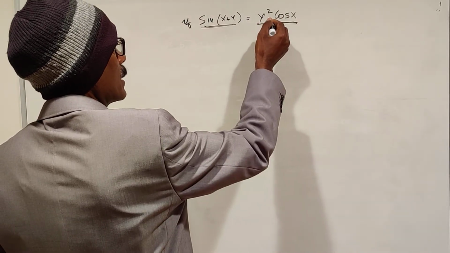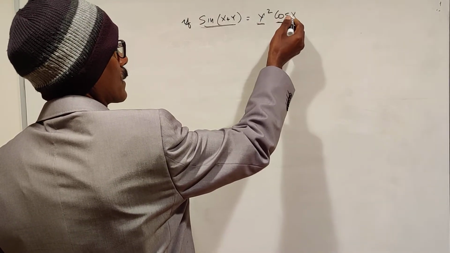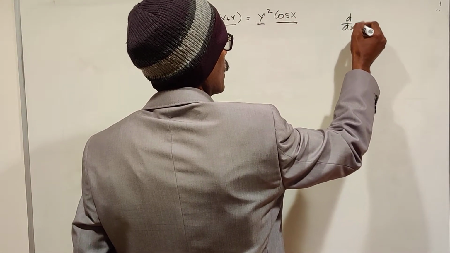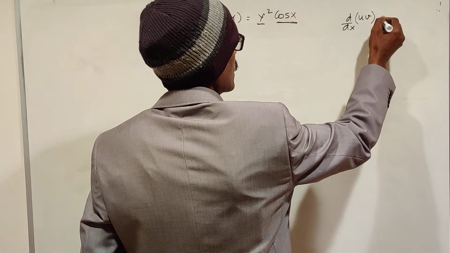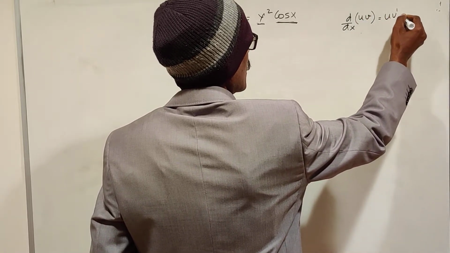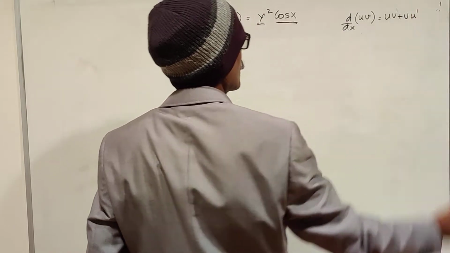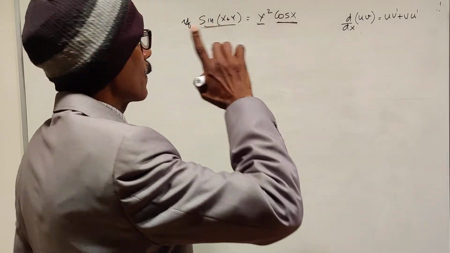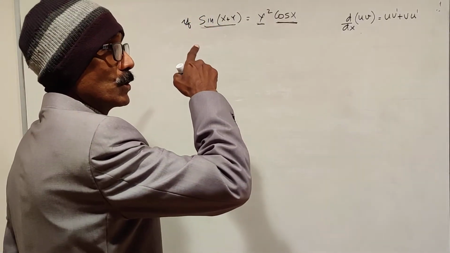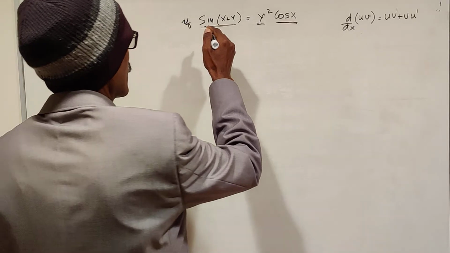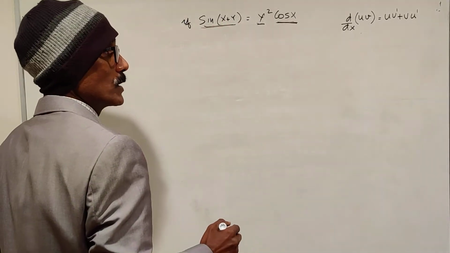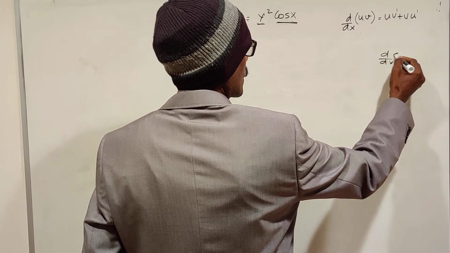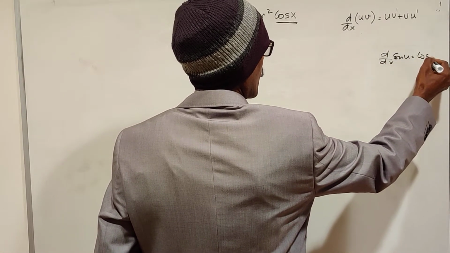Here is the product of two functions, so you need to apply the product rule: d by dx of uv equals u into derivative of v plus v into derivative of u. Here is just one function, but you need to use the chain rule. What is the derivative of sin u? The derivative of sin u is cos u.